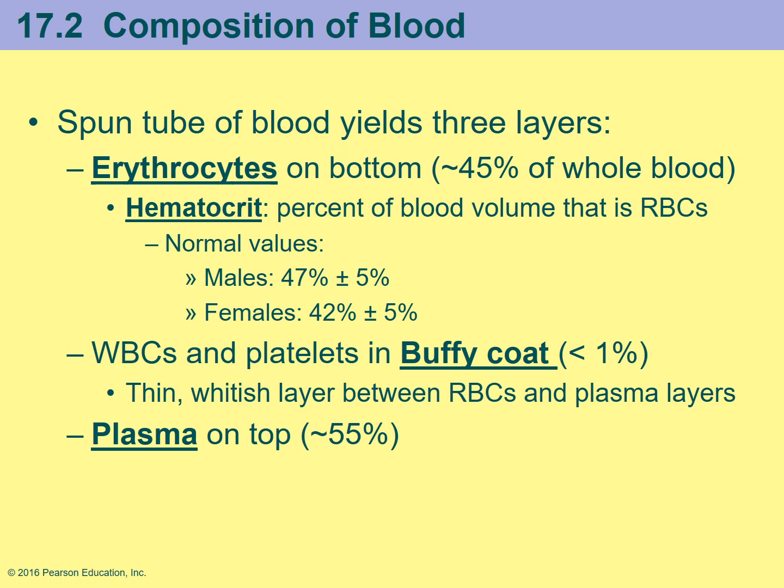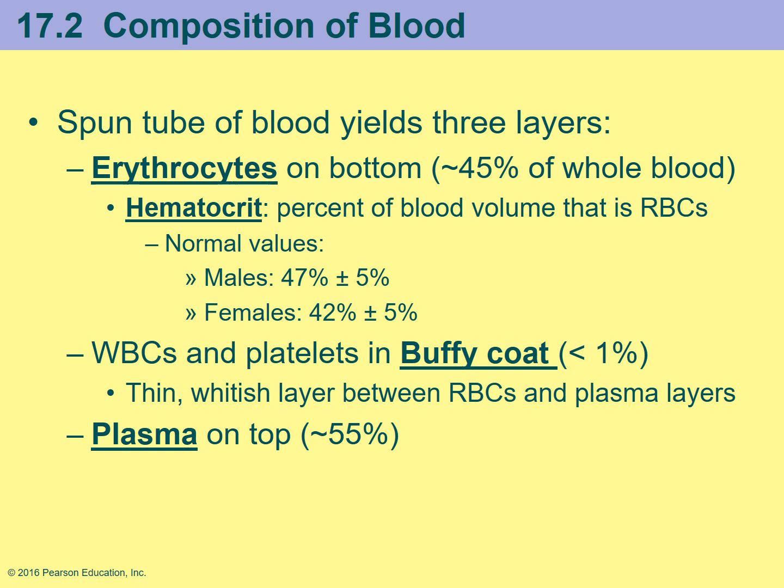Normal values for females and males are a little bit different. For males, it's roughly on average about 47%, but notice plus or minus 5%. For females, about 42%, once again plus or minus 5%. So it's a little bit lower in females than males.